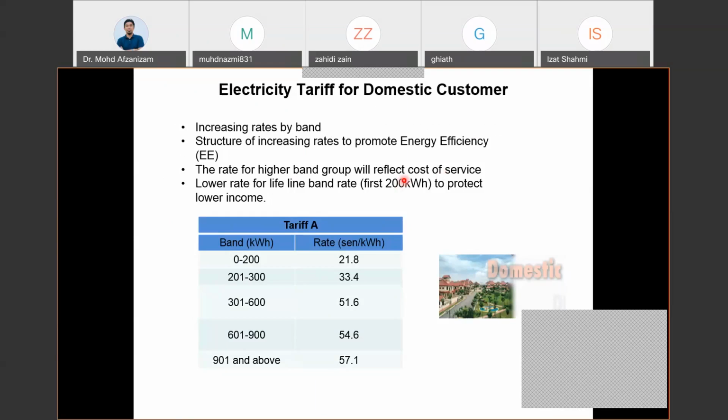Okay, so that's the band of kilowatt hour and the rate. If you can see from this level, it will show you the smaller value of the kilowatt hour; we give you the lowest charge or rate.